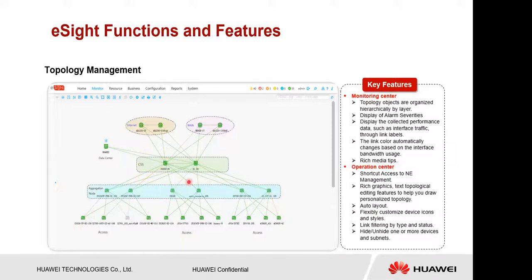So in this topology management page, you can display the alarm severities. And you can also display the collected performance data on the device. For example, if there's a link down, the link will turn from green into red. And if the bandwidth usage exceeds the threshold, it will also turn the color from green to red. Apart from that, from this topology management page, you can do shortcut access to the network management. You can just double click on the device. After that, it will redirect you to the device management page, as I showed you earlier.